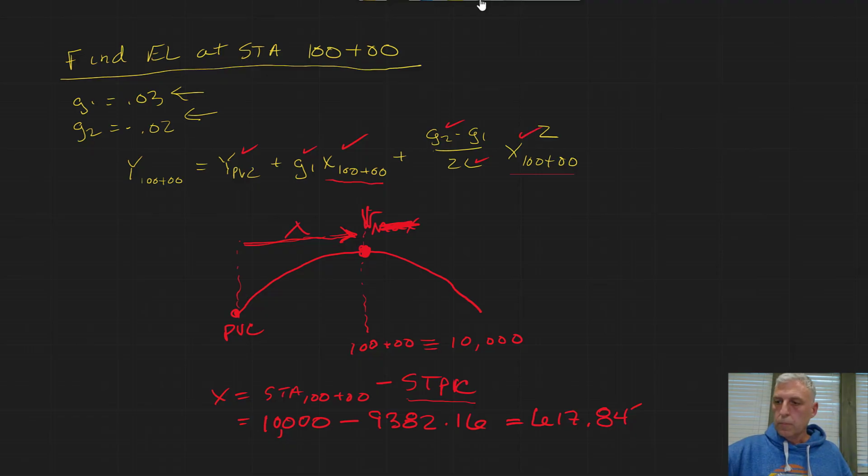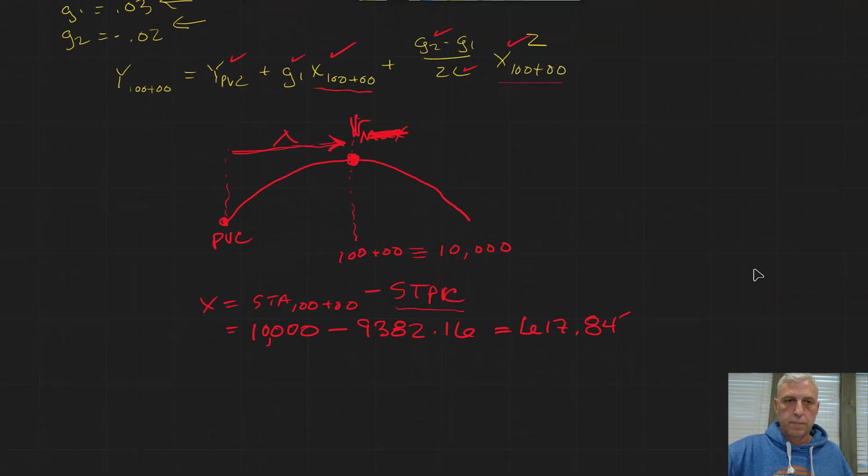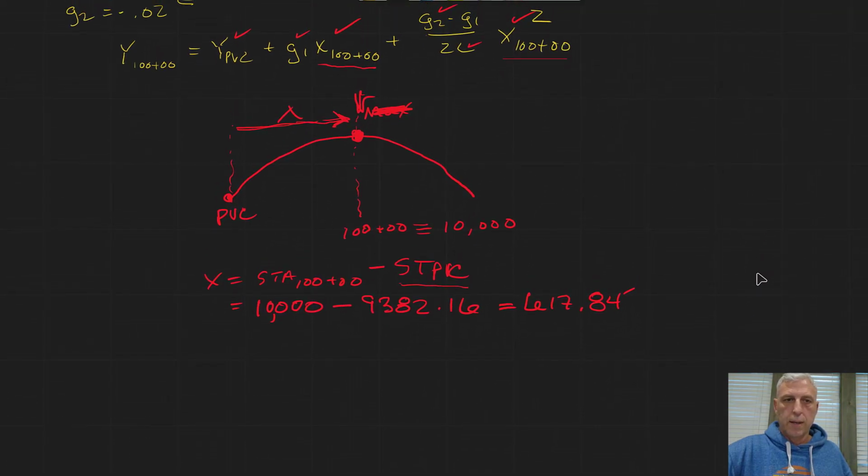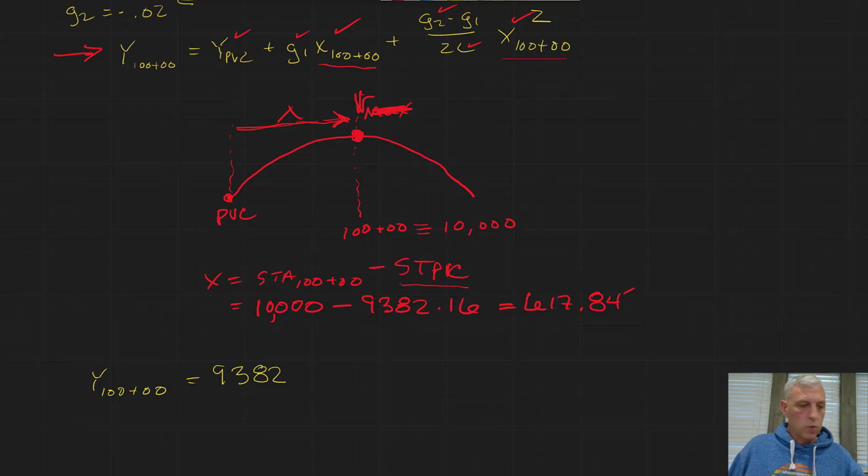Okay? And so now we have our X value, and we have everything we need to solve the curve. So next I'm just going to plug that into our curve equation. So the elevation, which is the first thing we have, I'm going to switch back to yellow. It's a little less obnoxious. So y at 100 plus 0, 0 equals the station of the PVC, which we were given as 9382. Notice I'm switching into that distance notation. Easier to think of the math.